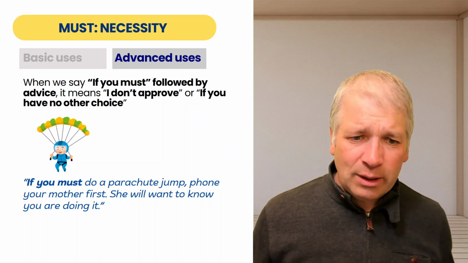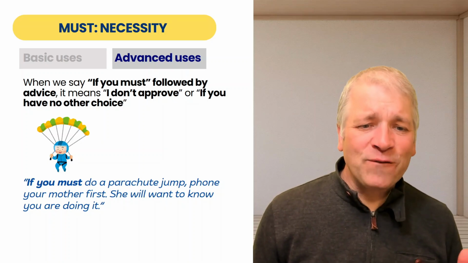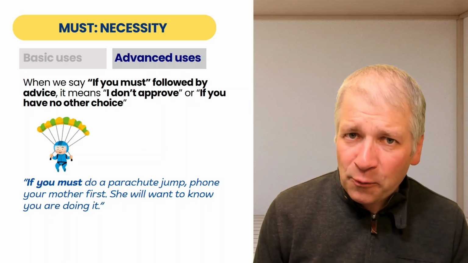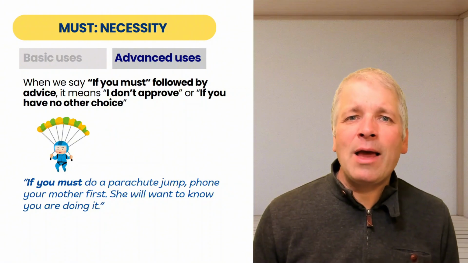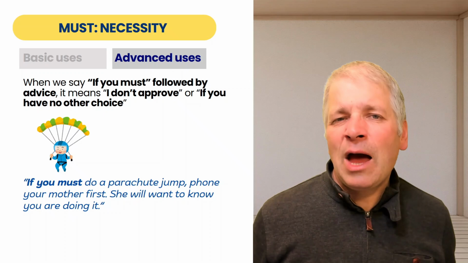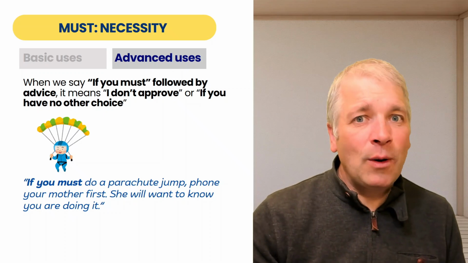When we say if you must followed by advice, though, it means I don't approve or if you have no other choice. If you must do a parachute jump, phone your mother first. She will want to know you are doing it. So here it may be that they don't approve, but it could also be that this person has no other choice. Maybe they are in the military for their country, and as part of doing that, they have to practice jumping out of aeroplanes. So if you must is if you have no other choice here.